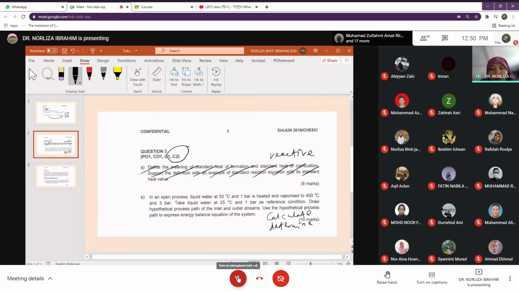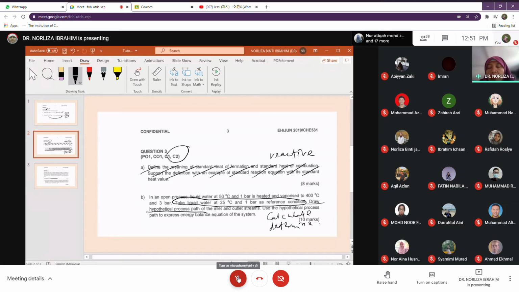Okay, so for this one, you are required to draw the hypothetical process path of the inlet and outlet streams, and then use the hypothetical process path to express the energy balance equation of the system. So you have liquid water at 50 degrees C, 1 bar, heated and vaporized to 400 degrees C and 3 bar. For the inlet, you are given the reference state, so you have to refer to the reference state.